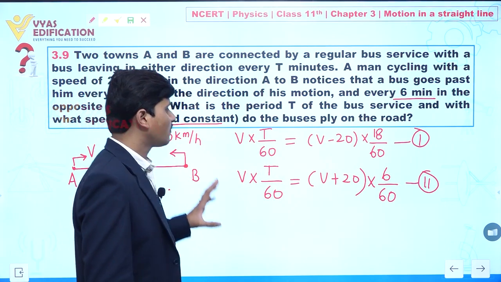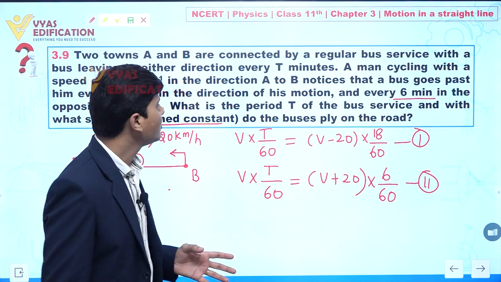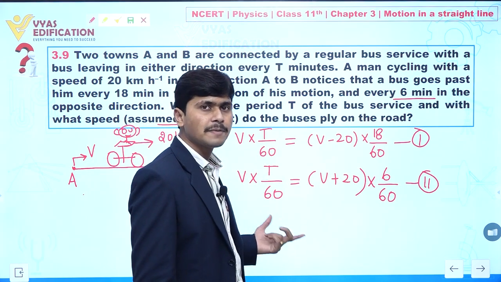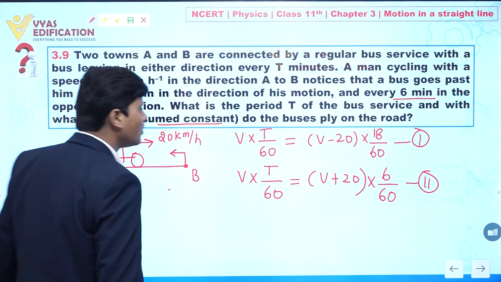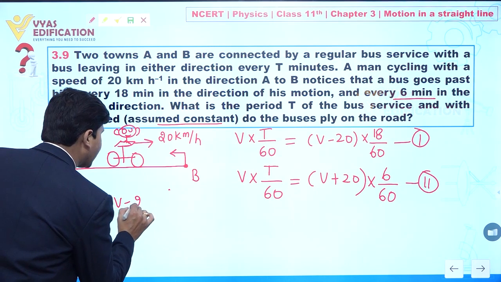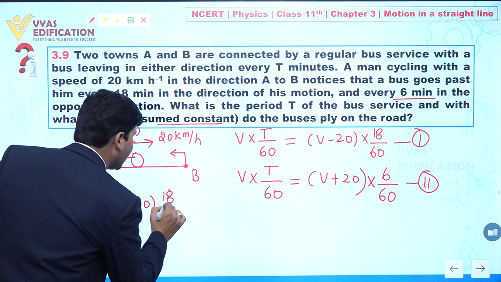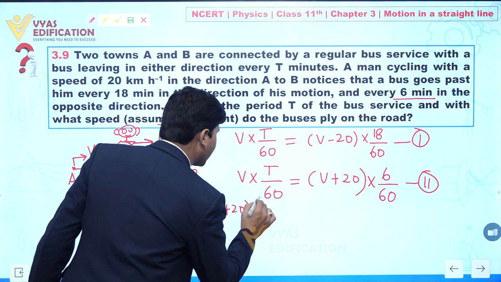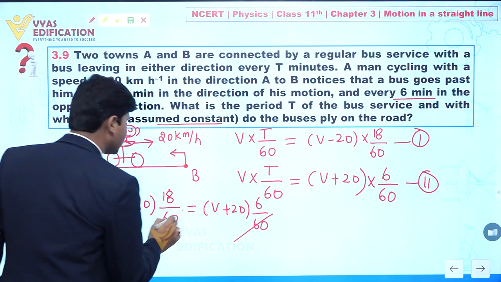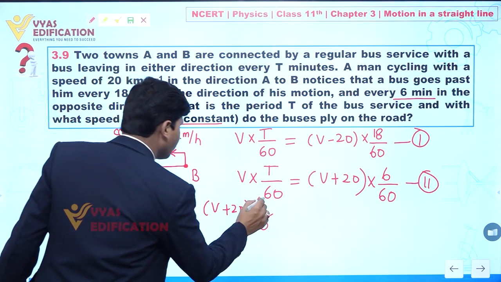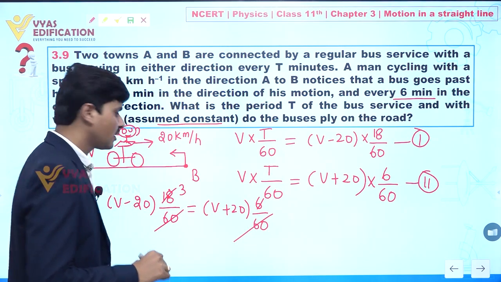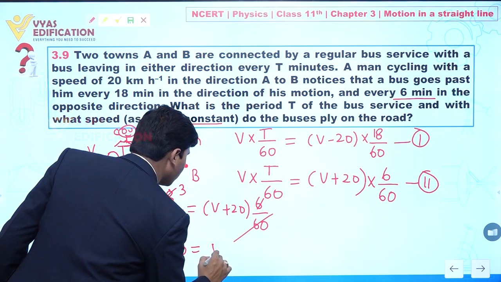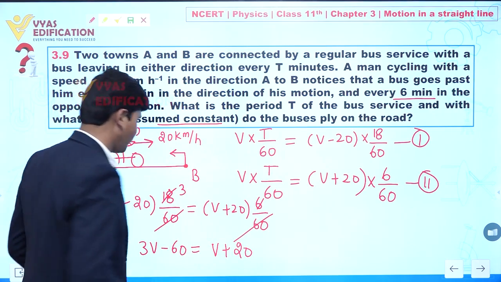So now we have two equations and two variables, clear. First we can write like this: because the left hand side is the same, the right hand side is also the same, clear. So (V minus 20) times 18 by 60 should be equal to (V plus 20) times 6 by 60. The 60s cancel out, and we can say this is 3, clear. So we can write 3V minus 60 equal to V plus 20, clear.